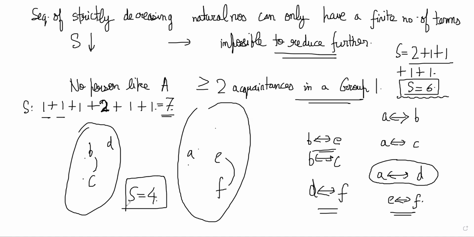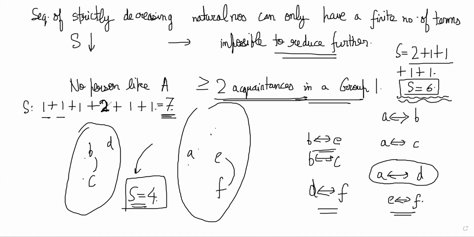So basically the idea was, in one step the value of S increased momentarily, but when you do the next step, when D was sent from here to here, the value of S decreased to 4. And now we can say that there is no person here who has greater than or equal to 2 acquaintances, right?